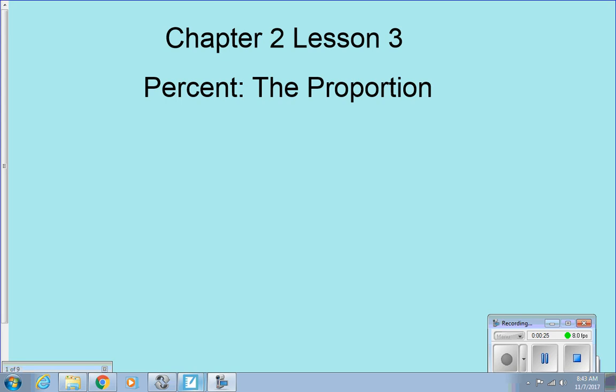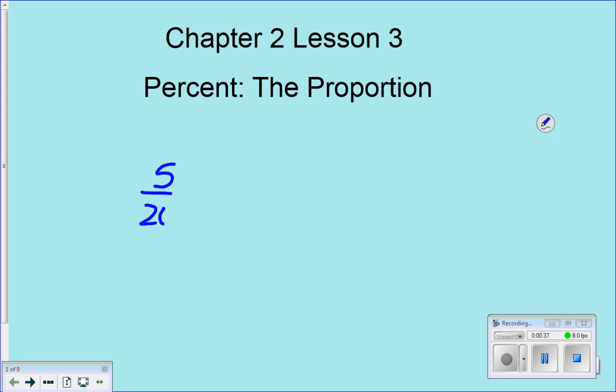Last chapter, you know what? Some things you do in last chapters show up in this one, and this is one of them. What's a proportion again? What does it look like? Connor? Yeah, like this. Something like that. Okay, that's a proportion, right? Yep.